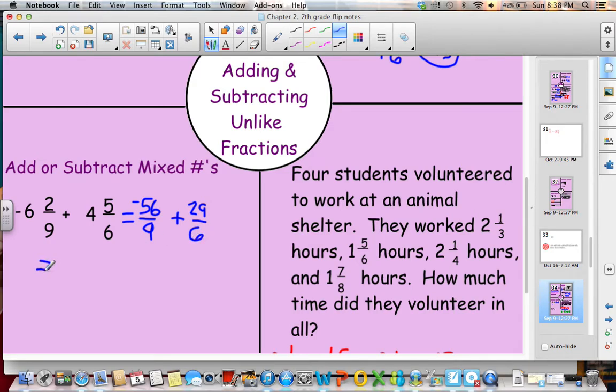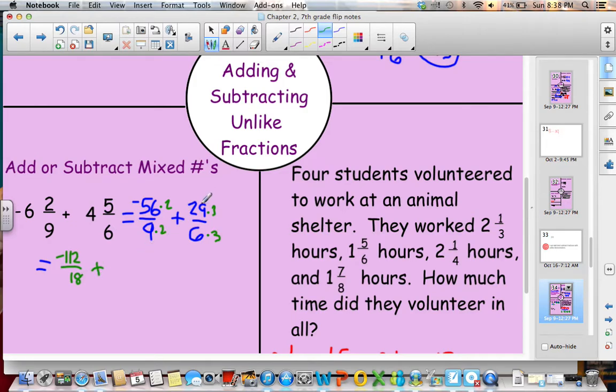Now, I know that 9 and 6 both go into 54, and I could multiply this by 6, this by 9. I also know that they both go into 18, so to make it a little bit easier, I'm just going to change it to 18ths. So that means I have to go times 2 times 2, times 3 times 3. So 56 times 2 is negative 112 over 18.